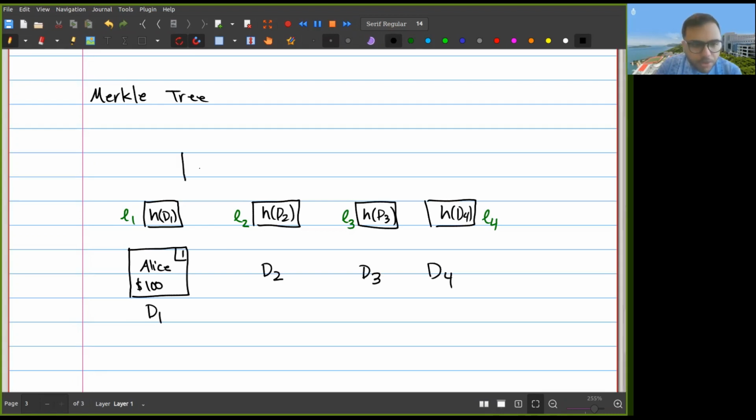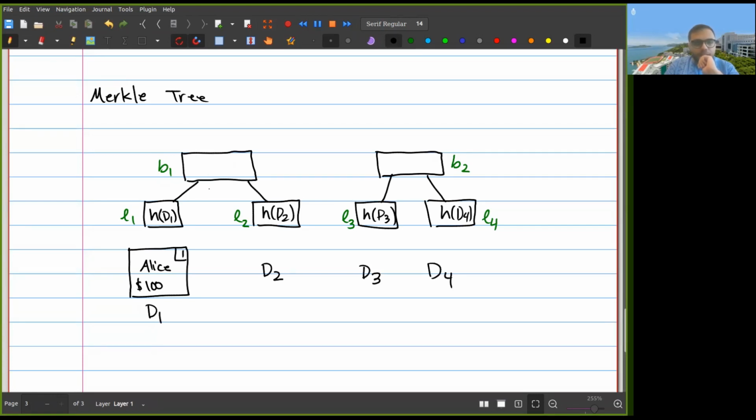So I'm going to create one node here that is the parent of both L1 and L2. And I'm going to create another node here, which is the parent of both L3 and L4. Now, what can I call these nodes? Maybe I call this one B1 and this one B2. But what do I want to actually put here?